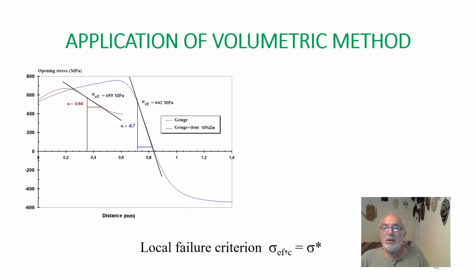Assessment of combined gouge and dent third-party defect is made according to the volumetric method. For that, we plot the opening stress distribution versus distance, and we can notice that the opening stress increases until a maximum which is beyond the gouge defect tip, decreases after, and we can apply the volumetric method to determine the effective stress at the effective distance.